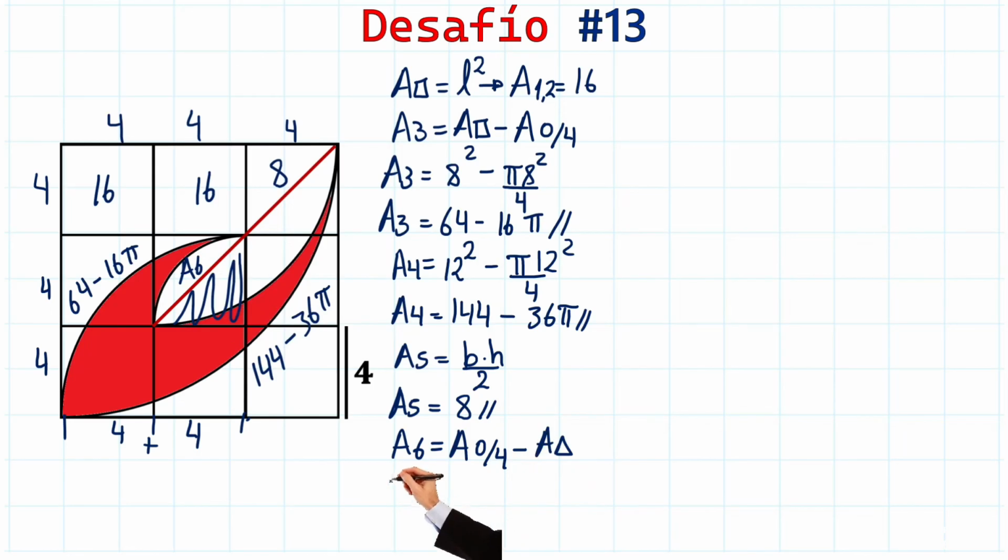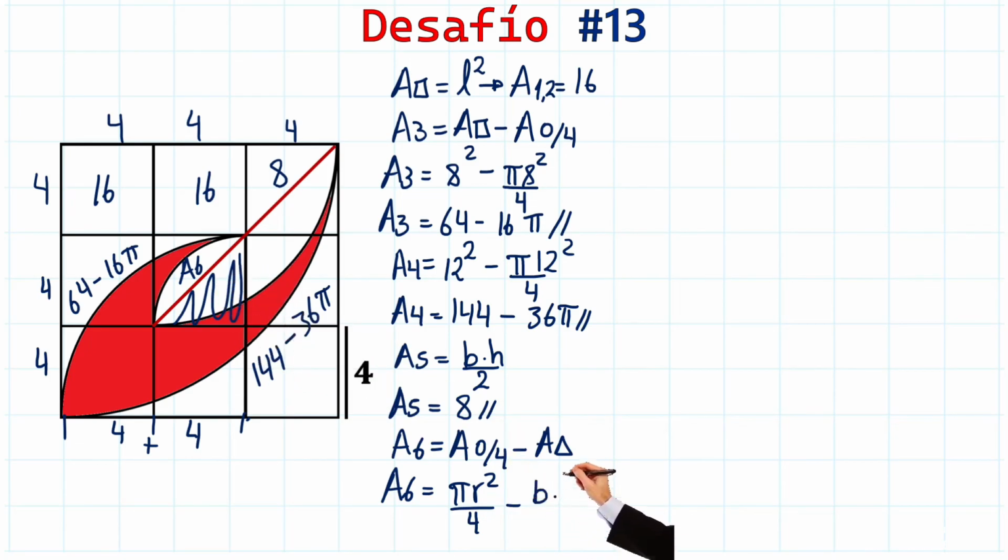Now, let's see what the area of the circle is. The area of the circle is pi times radius squared over 4 minus the area of the triangle. The area of this triangle, well, of any triangle, is base times height divided by 2. Let's start replacing values. What is the radius of this quarter circle? Since it is the side of the square, it is 4. So 4 is the radius of the quarter circle.